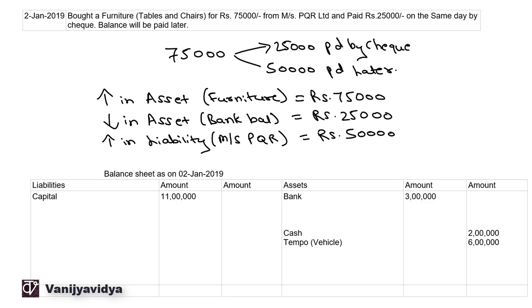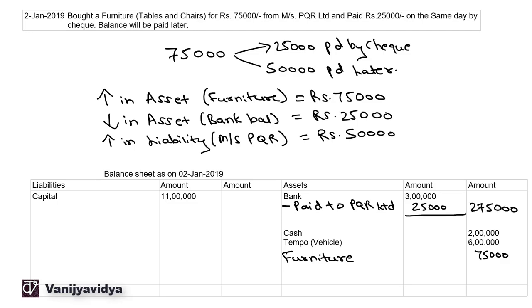First is increase in asset, furniture 75,000. So there is an increase in fixed asset. So furniture 75,000. Decrease in asset, that is bank balance, less paid to PQR Limited. How much is the amount? 25,000. So that makes it 2,75,000. And then increase in liability, Messrs.